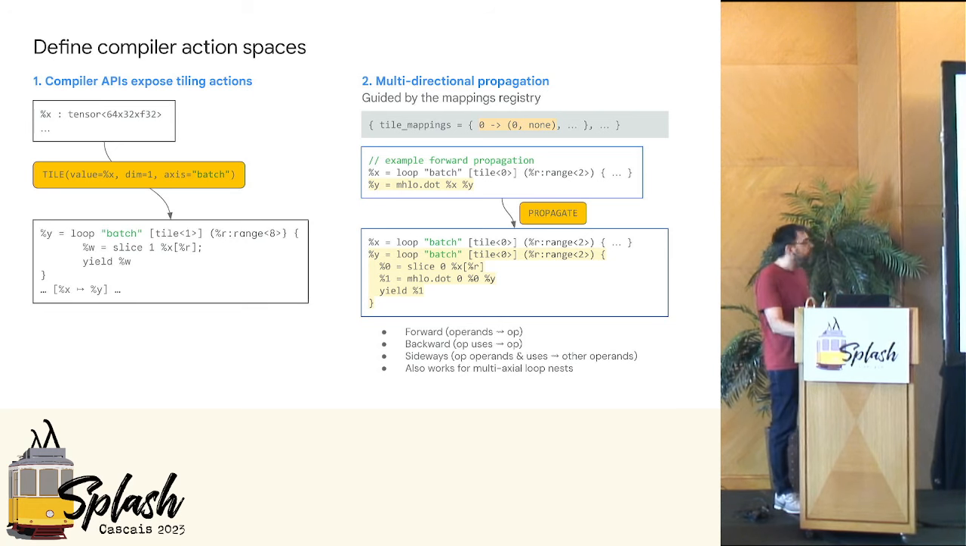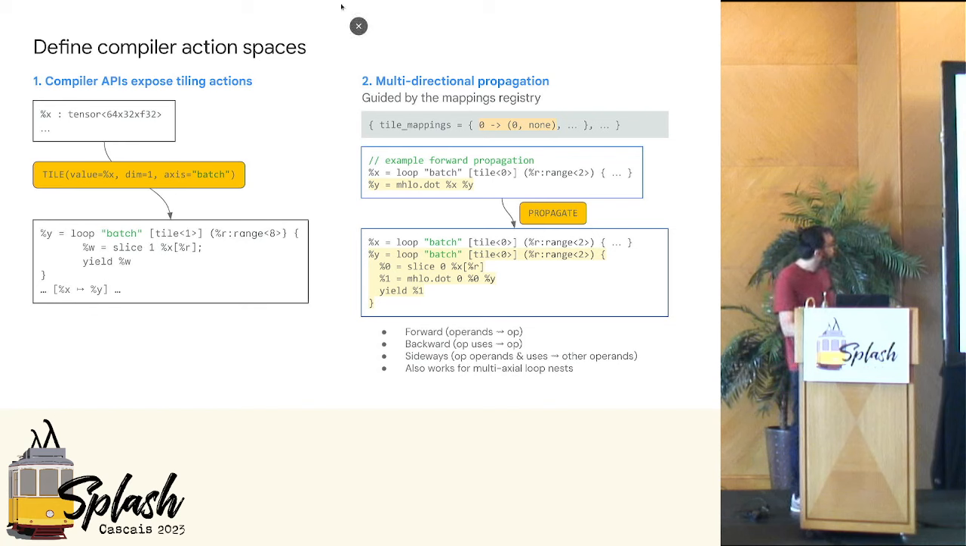So once we had that, we could actually define compiler action spaces. So the compiler APIs now can expose some of these tiling actions. So this is a tile action here. If you see a value, which is a tensor, you can say every value can be tiled, can be expressed as a loop that on every iteration just slices a piece of that value and gives it back to you. Initially, because it's very dumb, we called it dumb tiling. It's how you bootstrap, it's how you start creating the loops in your program.